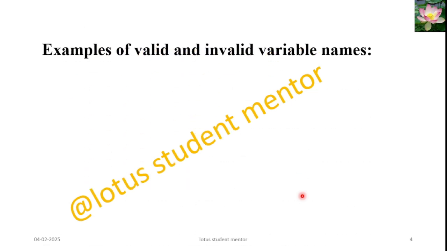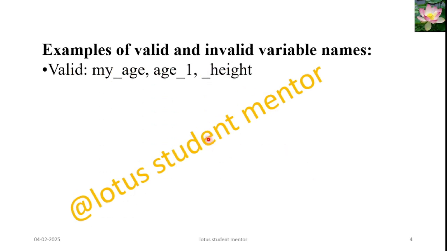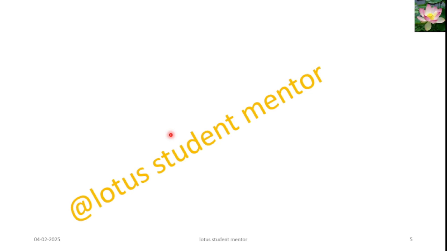Next, examples of valid and invalid variable names. Examples: my_age is valid. If it is written as "my age" with a space, that is invalid, but the space should be filled with an underscore, that is my_age, which is valid. age_1 is also valid, and _height is also valid. What about invalid ones? 1age, starting with the digit 1, is invalid. if is a keyword, so it is invalid. Similarly total@rate. These are invalid variable names.